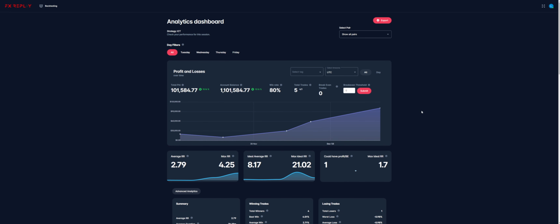All right, so these are the stats of this last week that we had right here. As you can see, we had an 80% win rate over 5 trades.